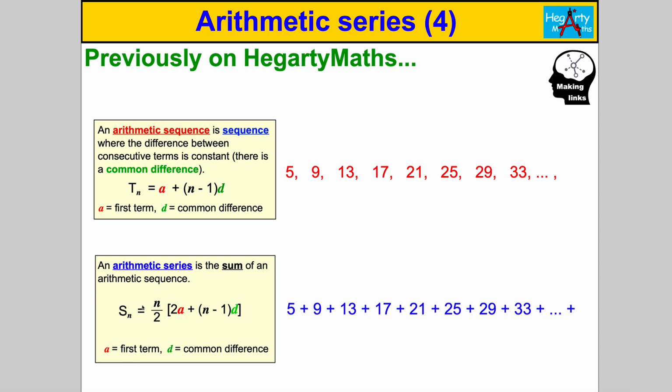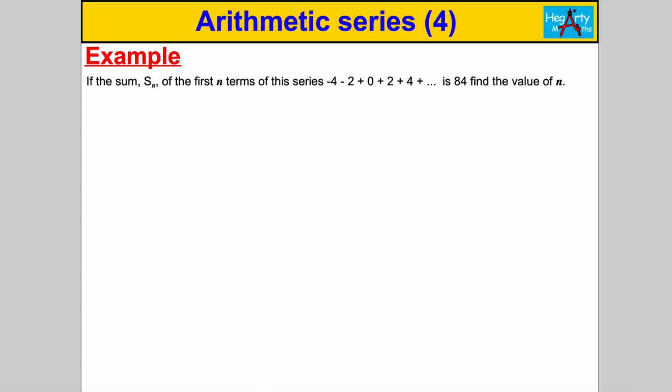So we've done lots of practice using these formulae. We're going to continue with this in slightly harder questions. So here's the first one. Pause and have a go.